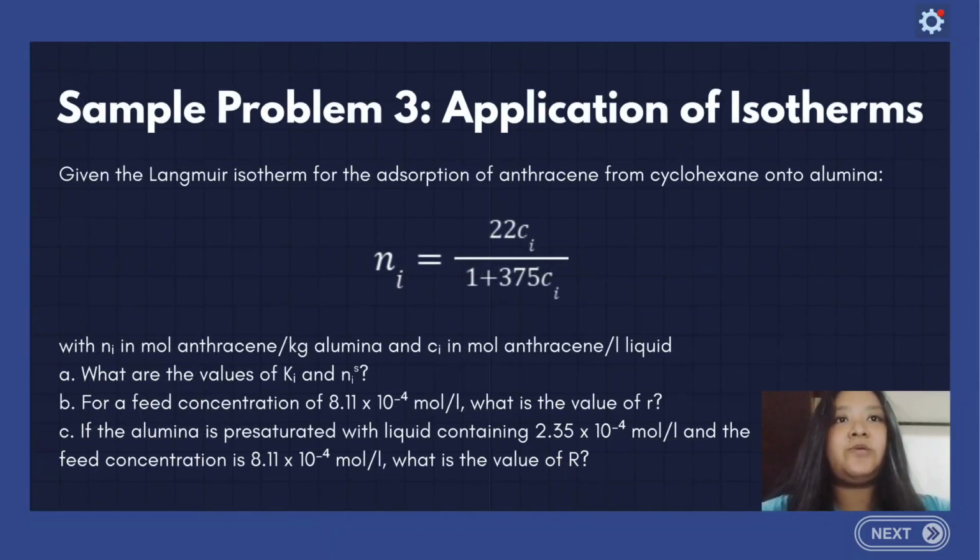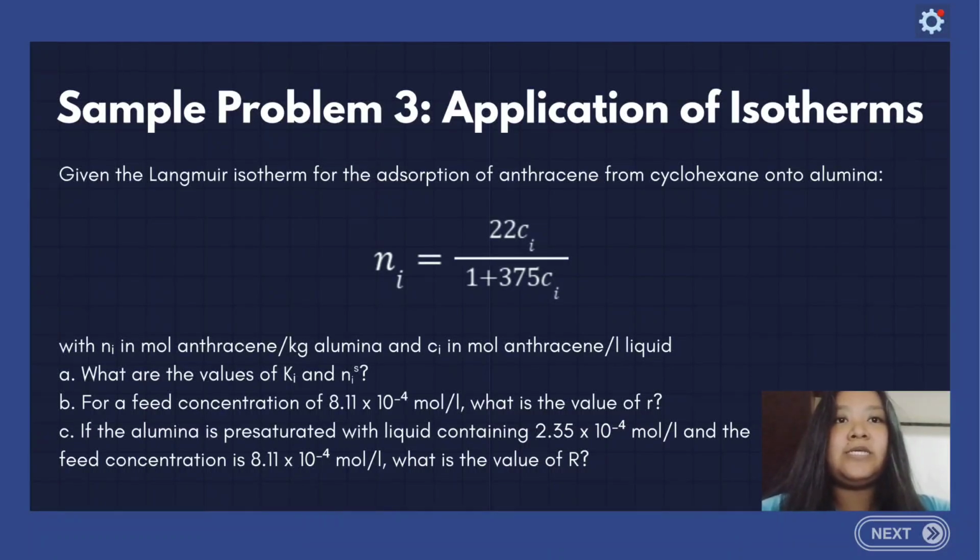Given the Langmuir isotherm for the adsorption of anthracene from cyclohexane and alumina, N sub I equals 22 times C sub I all over 1 plus 375 times C sub I, with N sub I in mole anthracene per kilogram alumina and C sub I in mole anthracene per liter liquid. A. What are the values of equilibrium constant and the monolayer capacity approach at large concentrations? B. For a feed concentration of 8.11 times 10 raised to negative 4 moles per liter, what is the value of the separation factor R?